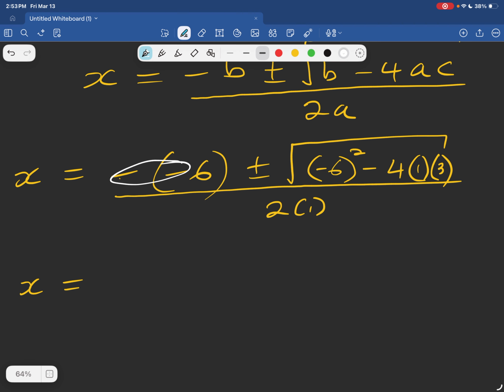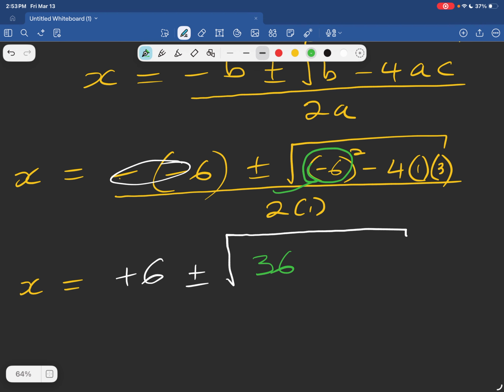Two negatives facing each other become a positive. So we end up with positive 6 plus or minus. And why do we do plus or minus? Because taking the square root produces two answers, a negative square root and a positive square root. Now we are going to go inside and under the square root symbol. Negative 6 squared is the same thing as negative 6 times negative 6, which is positive 36. And then we work out what this gives us. Negative 4 times 1 is negative 4 times 3 gives negative 12. See? All of that must be over 2. 2 times 1 is 2.